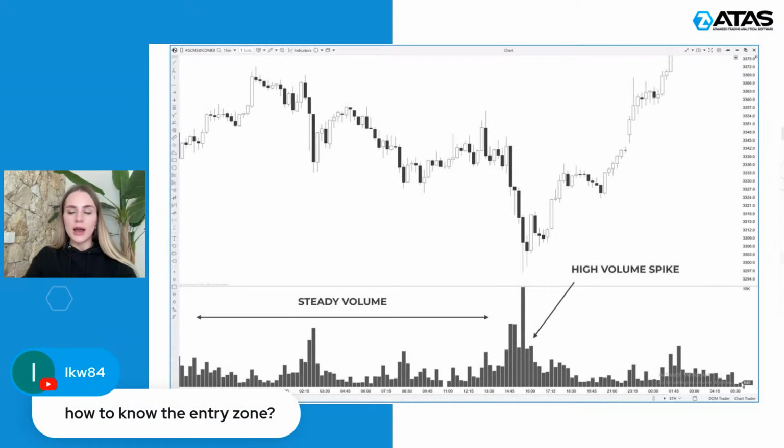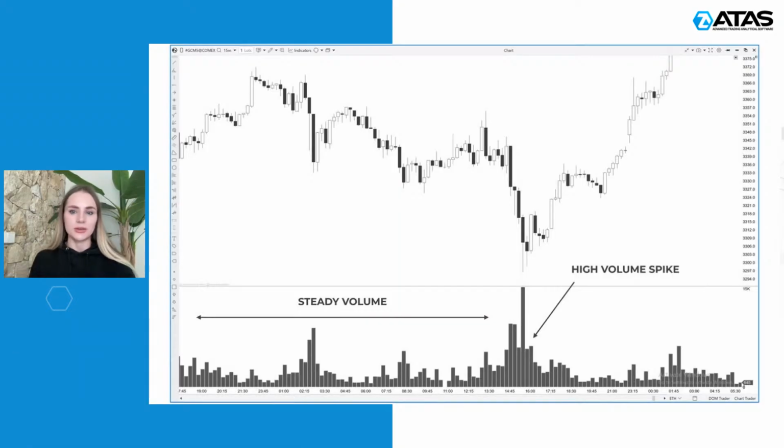We are going to have a look at the different entry zones and 2 different setups, both reversal and trend continuation, in the end of our today's webinar, so make sure that you stick till the end.